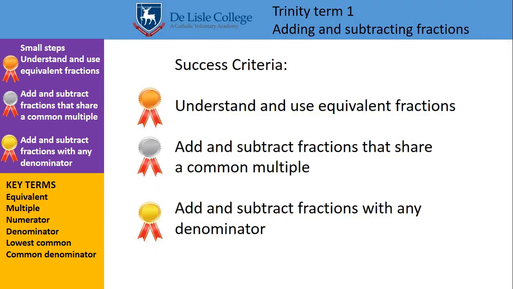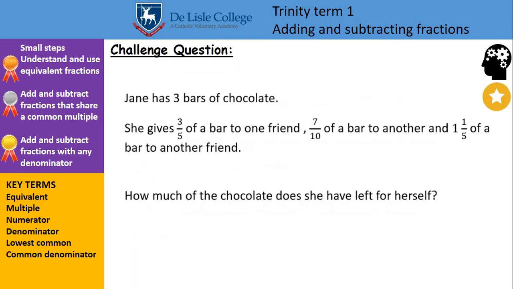Okay, so we've got, I believe, one question after this, so we should know, hopefully by now, how to understand and use equivalent fractions. We've done some conversions between those. Add and subtract fractions that share a common multiple, so that's when we worked out our common denominator, and then we can work it in theory with those worded ones with any denominator that's been put in front of us. So very last one, which is a nice good challenge question.